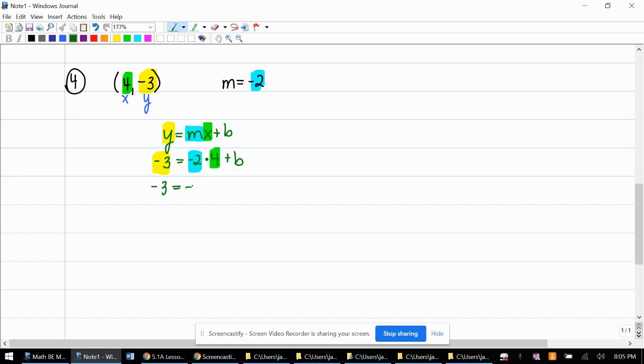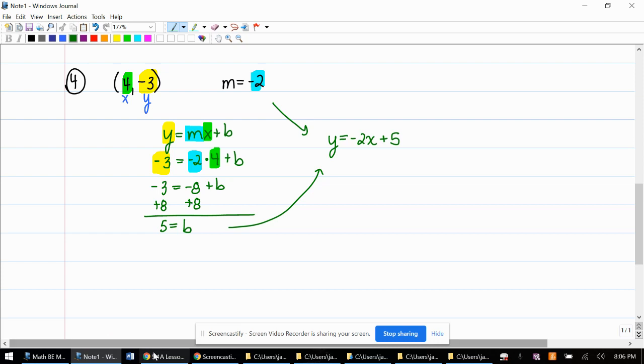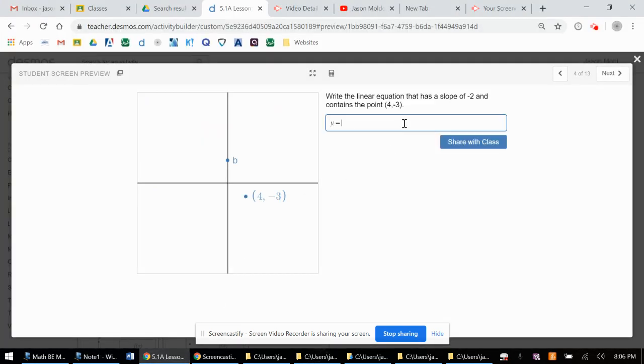-2 times 4 is -8. To isolate b or solve for b, we're going to add the opposite of -8, which is +8. And we're going to get b equals 5. And then our goal is to put this together in our equation, which is y equals -2x plus 5. Don't forget the x. If it's not there, it will graph it wrong and it will not be correct. And there it is. Share with class.